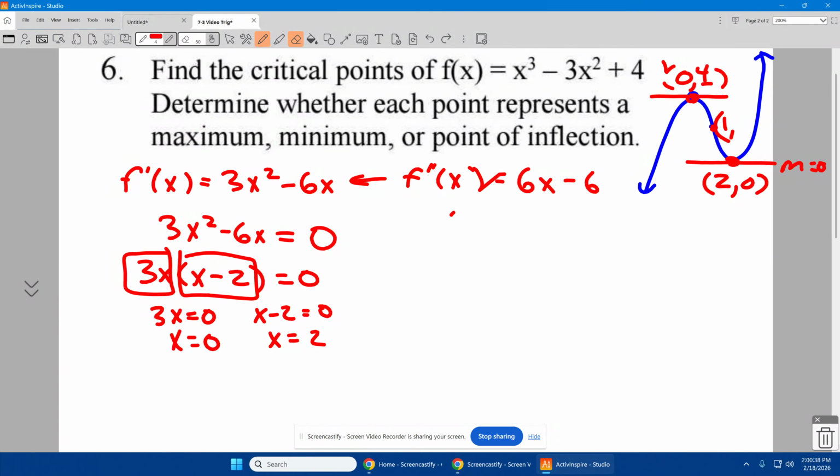Now, all I got to do is plug 1 back into the original equation to find the height where that 1 is associated with, to find this height right here. So 1 cubed minus 3 times 1 squared plus 4. So that's 1 minus 3. 1 squared is 1 times 3 is 3, plus 4. So you get negative 2 plus 4, 2. So this occurs at 1, 2 is your point of inflection.